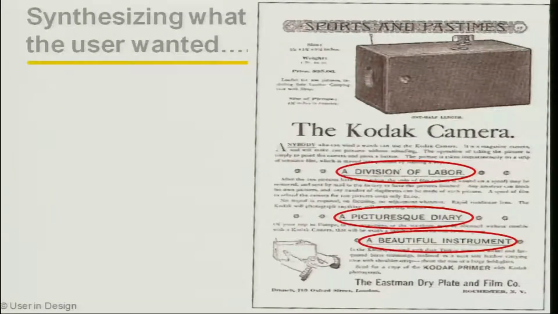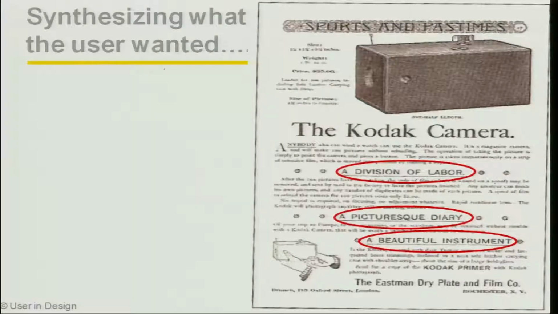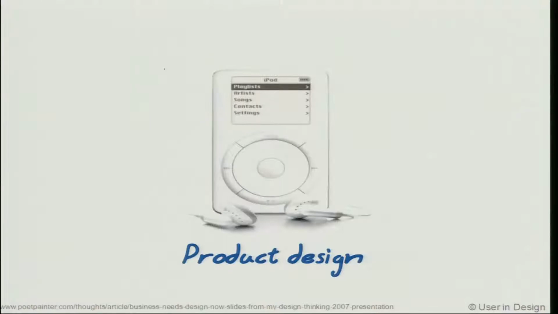And they also called it a division of labor. Division of labor was what? That you click the button, we do the rest. You take your photographs, we process it for you. So this is a very beautiful example of Kodak synthesizing and understanding what the user wanted, and it translated into an extremely successful product for many, many years.